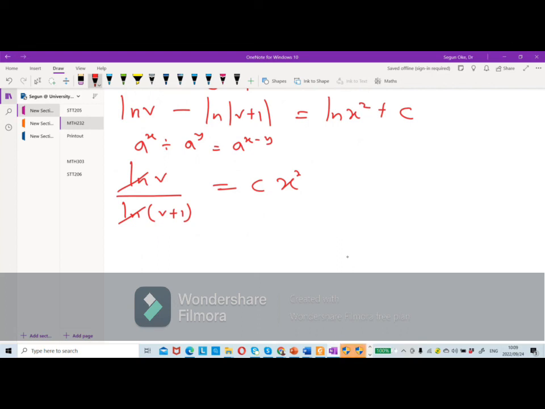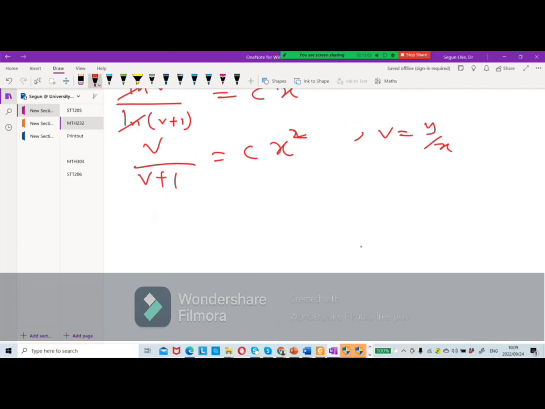So how do we replace? Here we have v into v plus 1 equals to c into s squared. You know your v is equal to y over s. Substitute your v into the place in order to get our y. The remaining is just algebra.